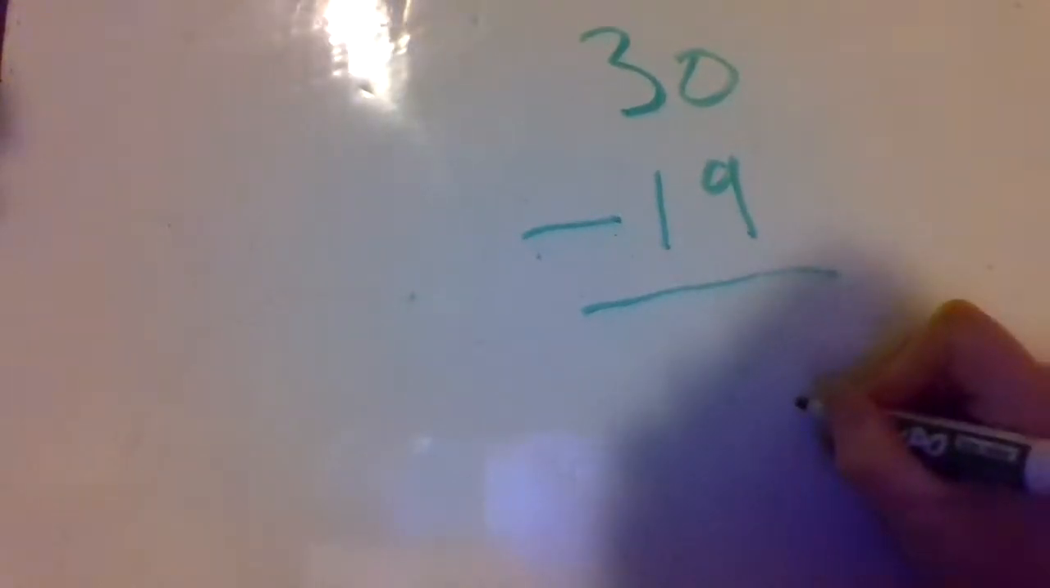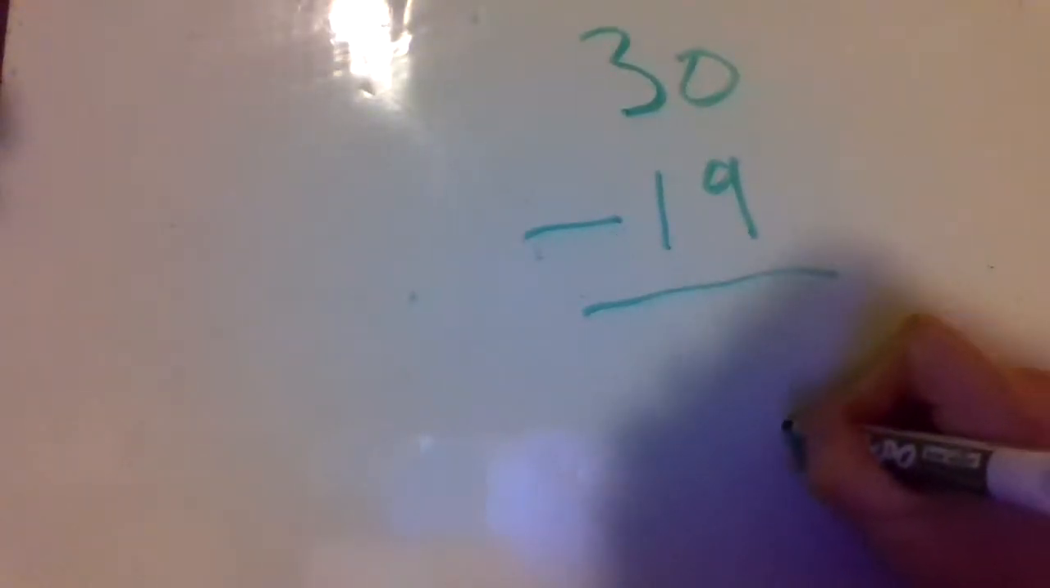So if we have a number, let's take two steps back before we take a step forward. So if we have a number such as 30 and we subtract 19. So, what side are we going to start on, guys? Right, this side. Always. Always start over here.